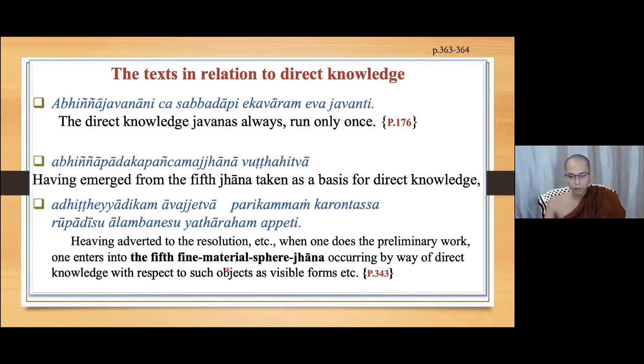To perform the function of direct knowledge, that is called abhinya. In the second, absorption jhana here, as it is mentioned, it performs the function of direct knowledge. There must be only one time of jhana. So it will be clear in the following slide.